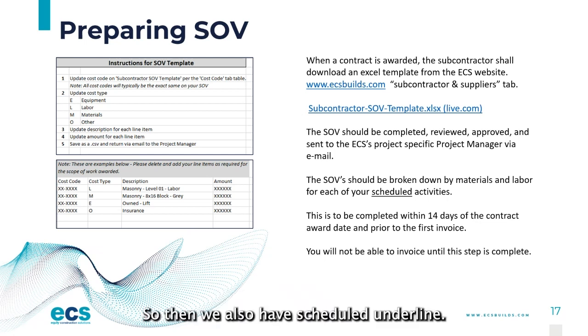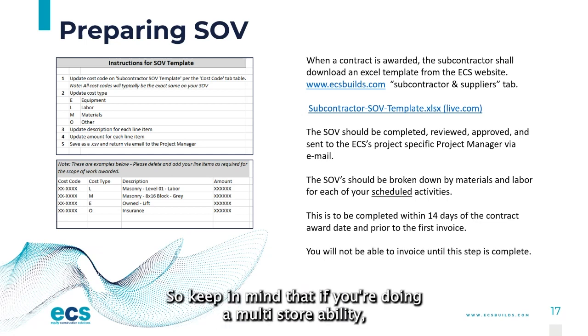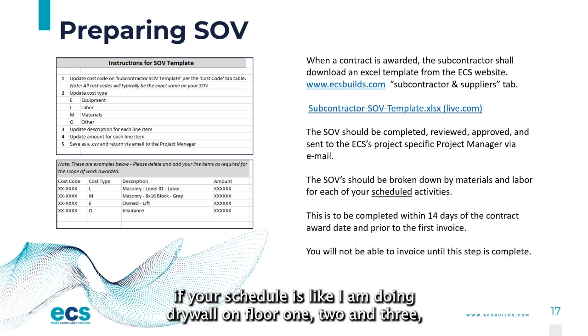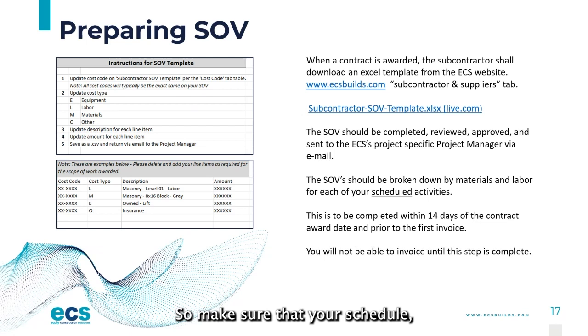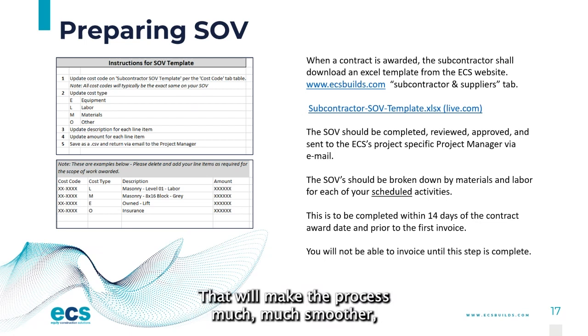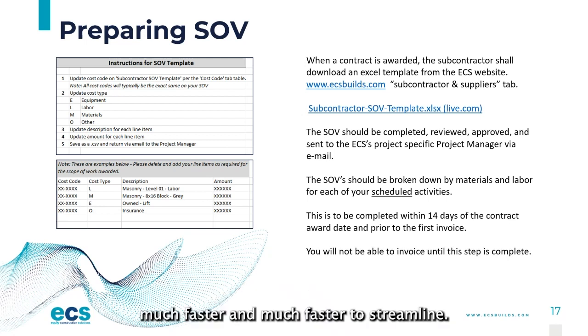Then we also have the schedule underlined. Keep in mind that if you're doing a multi-story building, for example if your schedule has drywall on floors 1, 2, and 3, your schedule of values will be drywall floors 1, 2, and 3. So make sure that your scheduled activities and your schedule of values align. That will make the process much, much smoother, and much faster to streamline.